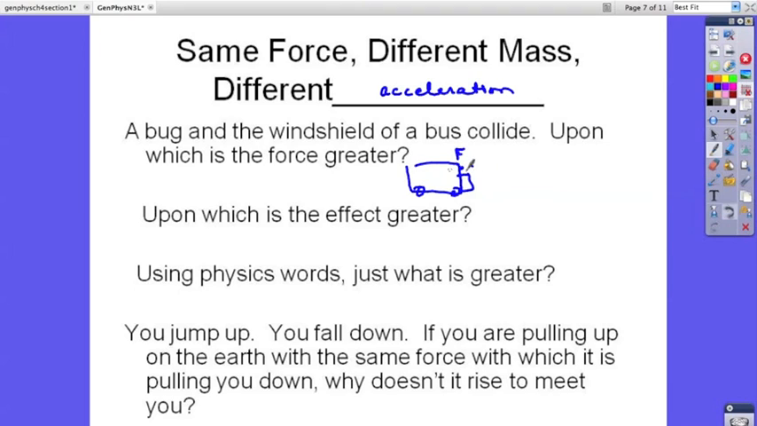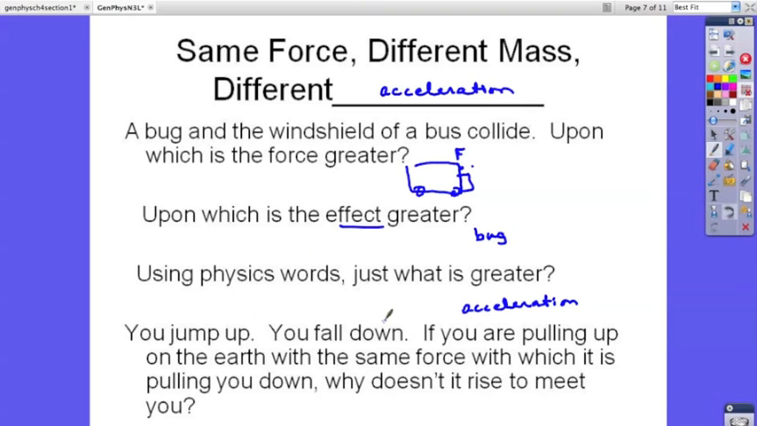Now, that's not to say that they're impacted the same. It's not to say that the effect of that force is the same. Of course, the bug has the much greater life-changing effect of the impact there. And it is the acceleration of the bug that is different than the acceleration of the bus.